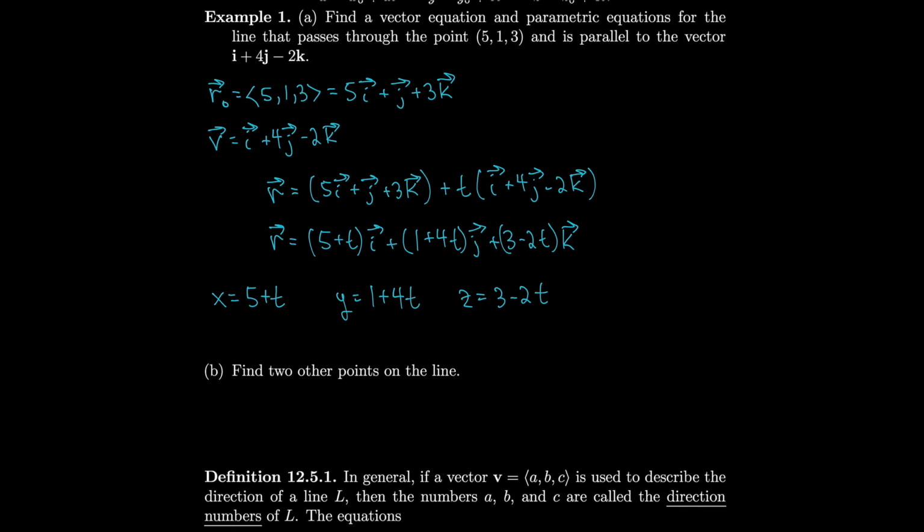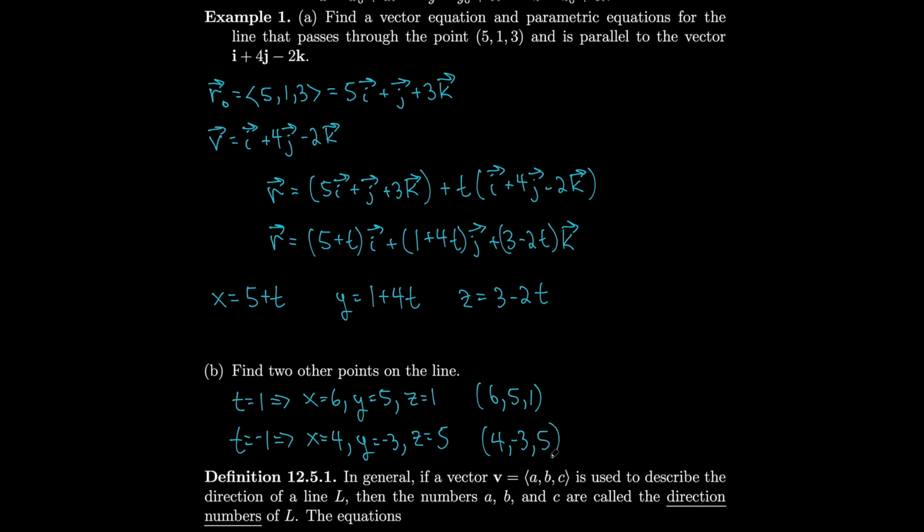All right, how about two other points on the line? We can do this by just plugging in different values of t. How about some easy ones, like t equals 1? Then we get x equals 6, y equals 5, and z equals 1. So the point 6, 5, 1 is on the line. If we plug in another value of t, how about minus 1? Then we get x equals 4, y equals negative 3, and z equals 5. So 4, negative 3, 5 is another point on the line.